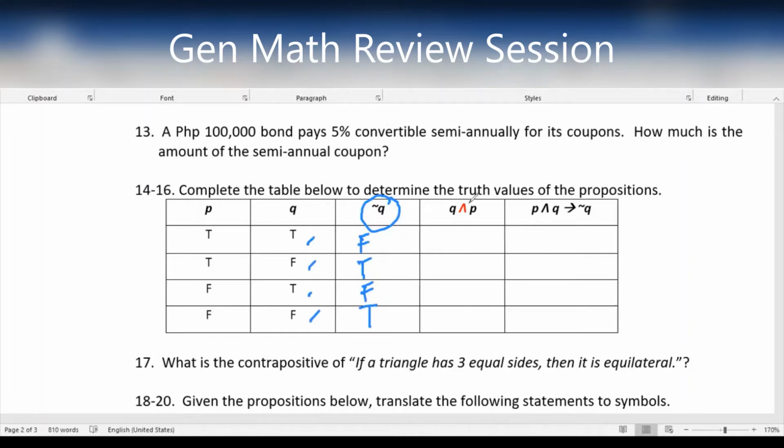Okay, next. What is this symbol again? What is this symbol, Erica? The inverted victory. What is that symbol? Or, and? Or, po. Or. And. Again.